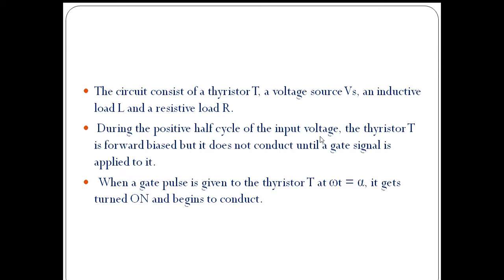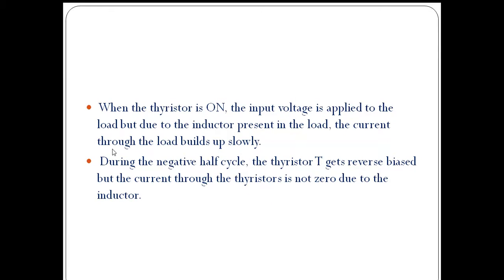During the positive half cycle of the input voltage, the thyristor T is forward biased, but it does not conduct until the gate signal is applied to it. When the gate pulse is given to the thyristor at omega t equal to alpha, it gets turned on and begins to conduct. With the thyristor on, the input voltage is applied to the load, but due to the presence of the inductor in the load, the current through the load builds up slowly.